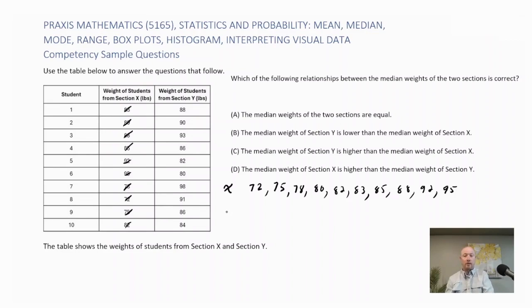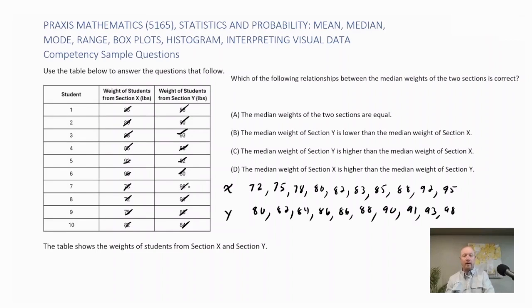All right, for Section Y, the smallest number in the set looks like it is 80, so let's cross that out. Then we have 82, and then after 82, it looks like we have 84, and then we have 86. We have two 86s. The next number in the set is 88, then 90, then 91, and then 93 and 98.